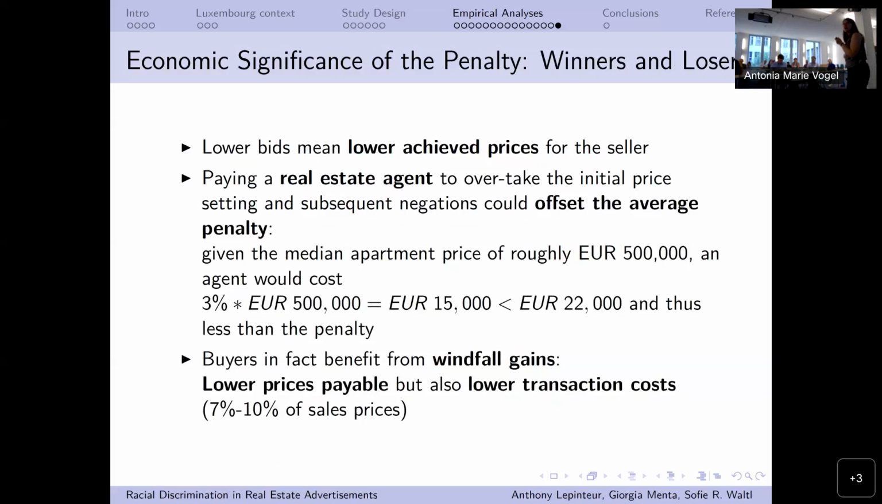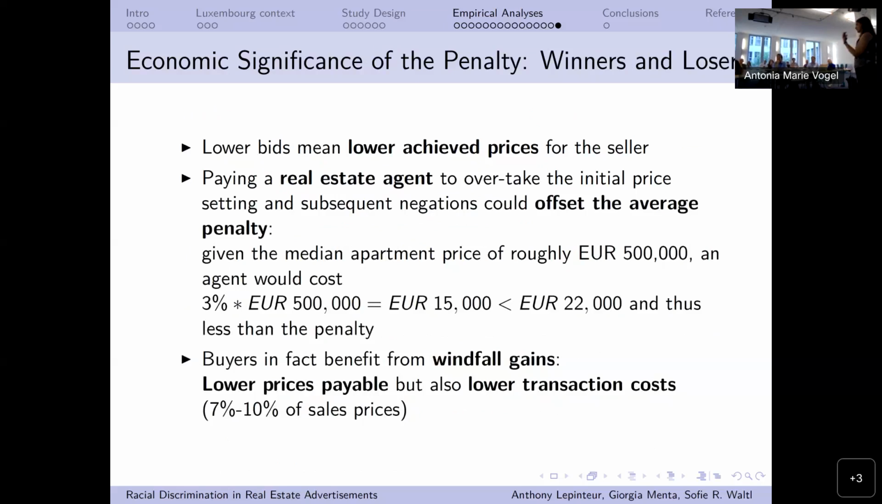Right. We also show that it is economically quite significant, given that we find that the entire distribution of prices is shifted downwards. It also means that very likely the final sales prices will be lower. That is really bad in that sense. So there's a negative penalty for them.